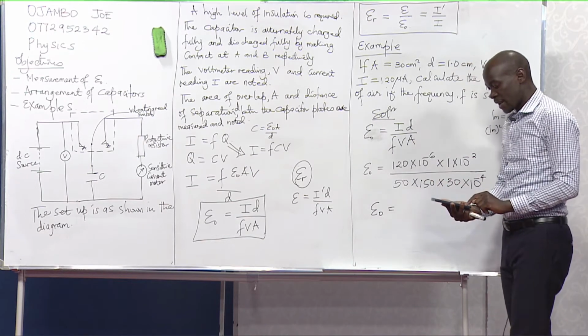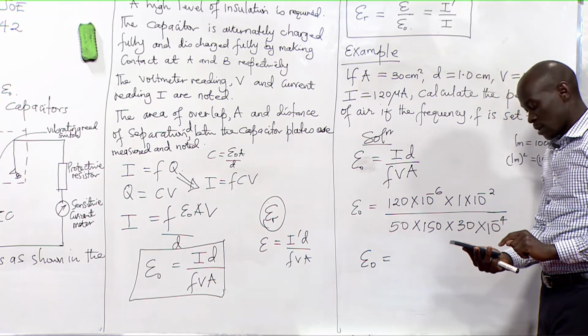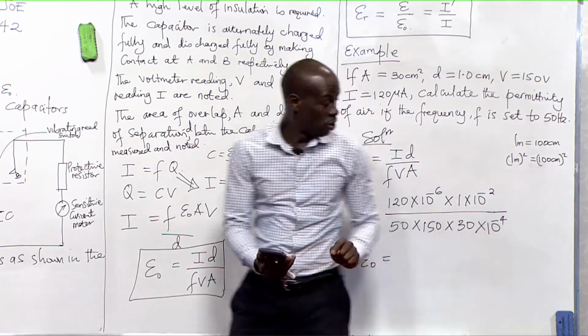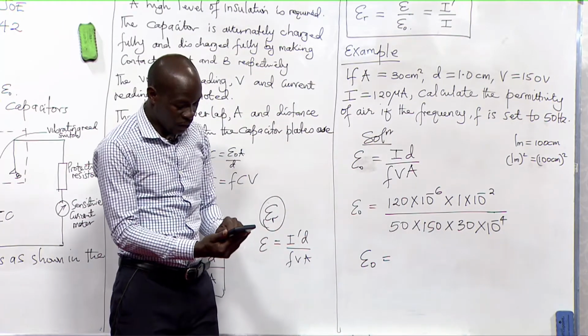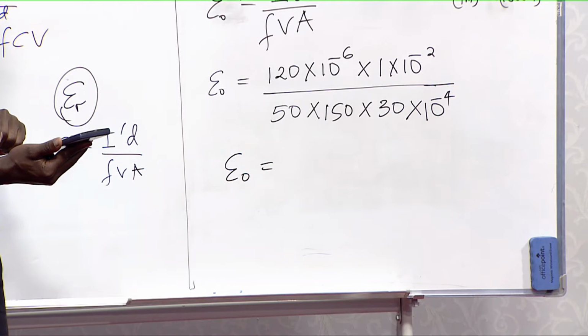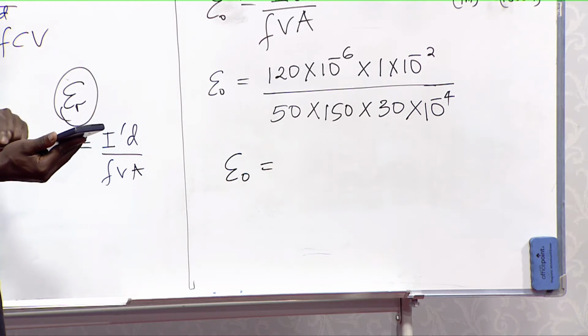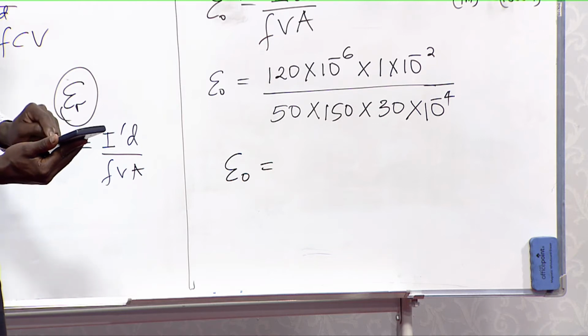I know my candidates have also reached out for their calculators. Let me stand here so that I don't obstruct you. 1 exponent negative 6, that gives us that. Then divide by 50, divide by 150, divide by 30 exponent negative 4.